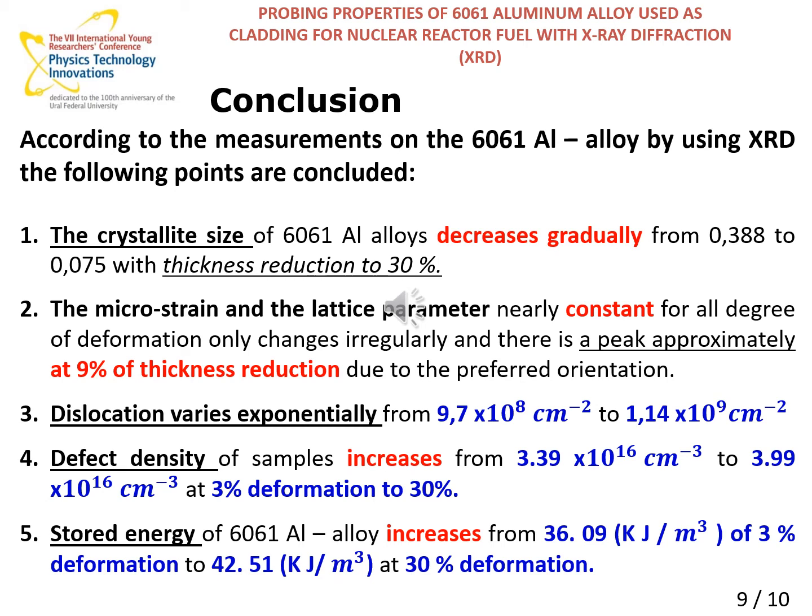Dislocation density varies exponentially from 9.7 times 10 to the power 8 to 1.14 times 10 to the power 9. Defect density also increases exponentially from 3.39 times 10 to the power 16 to 3.99 times 10 to the power 16, also for thickness reduction from 3% to 30%. Stored energy also increases from 36.09 to 42.51 at 3% to 30% deformation.